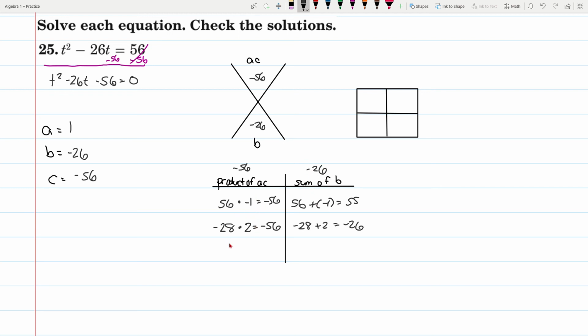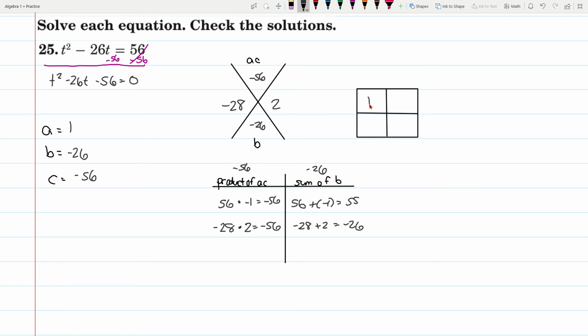the further apart your numbers being multiplied have to be. If this number is small, then that means those numbers being multiplied are close to each other. And the more you solve these, the more you'll just start to see that. We're looking at negative 28 and 2. Negative 28 times 2 was the negative 56. Negative 28 plus 2 was the negative 26.